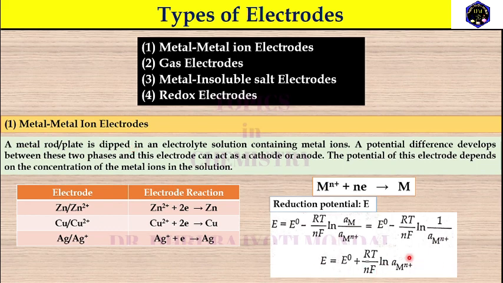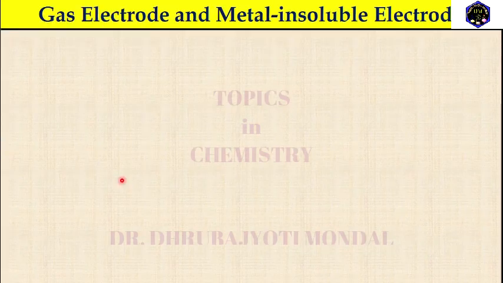Now you can see the electrode potential of this electrode depends on the concentration of the metal ions in the solution. You can see here electrode potential depends on the concentration of the metal ion present in the solution. Okay, so this is the metal ion electrode.